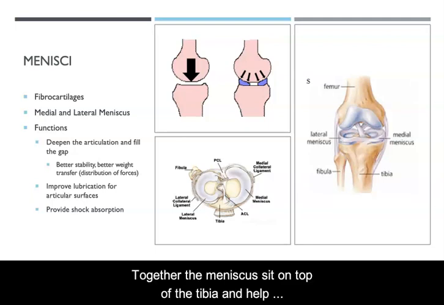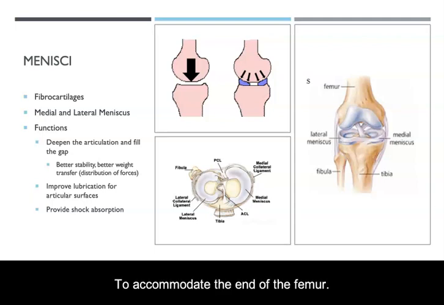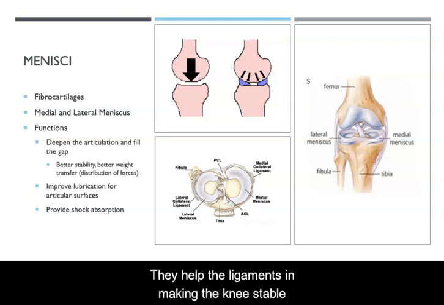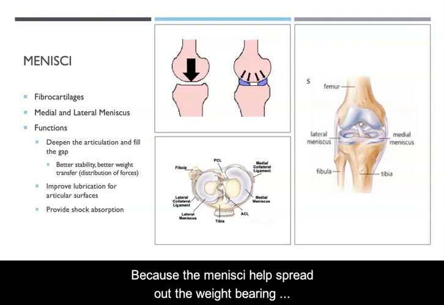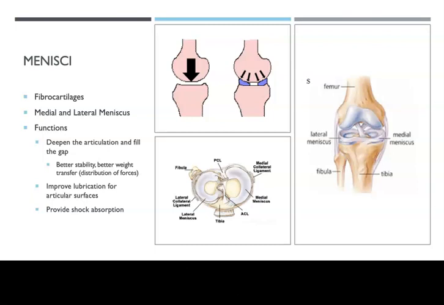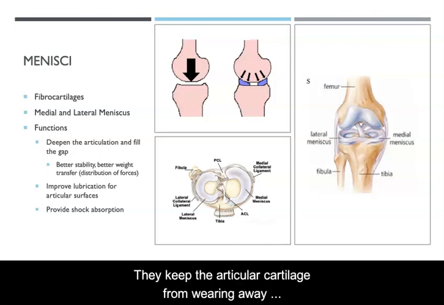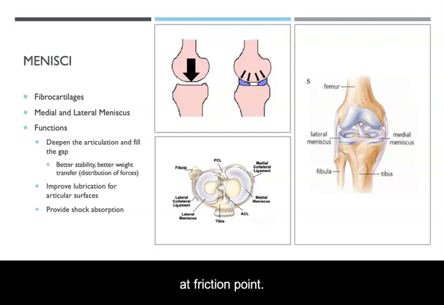Together, the menisci sit on top of the tibia and help spread the weight-bearing force over a larger area. Because the menisci are shaped like a shallow socket to accommodate the end of the femur, they help the ligaments in making the knee stable. Because the menisci help spread out the weight-bearing across the joint, they keep the articular cartilage from wearing away at friction points.